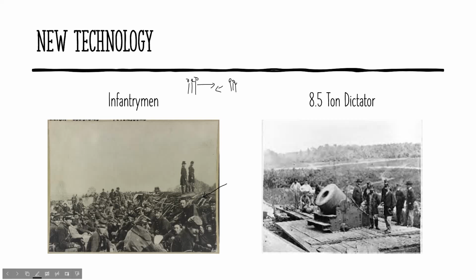This conflict is going to see the very first repeating rifles, the first six-shooters. This war is going to see the first ironclad boats, the Monitor and the Merrimack. The cannonry, the artillery becomes much more powerful, as you can see with the 8.5-ton Dictator that was used during sieges. And that's not to include all the old favorites, using grape, for example, in cannons. Whenever you hear the term grape, that's basically taking all these metal fragments, sticking them into a cannon, and firing it, and just shredding the infantry in front of you.